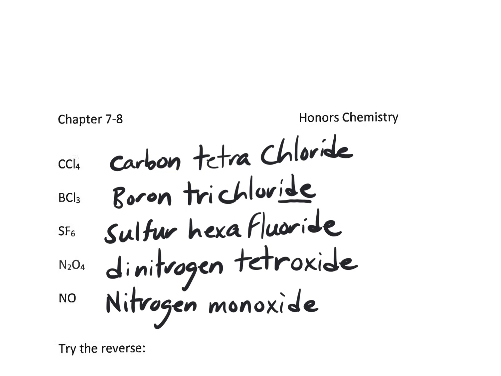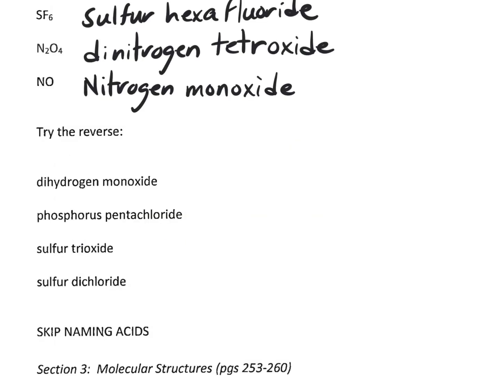What if that was NO2? Then that would be nitrogen dioxide. What if that was 2 nitrogens and 3 oxygens? Then that would be dinitrogen trioxide, dinitrogen trioxide. All right, let's try this in reverse now.